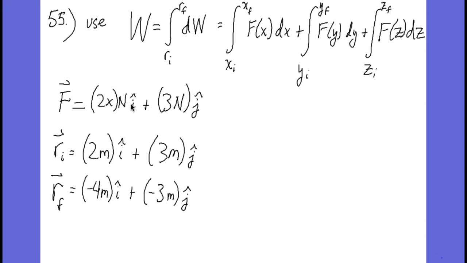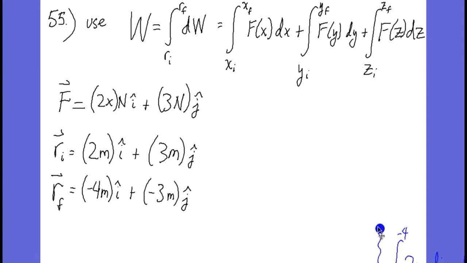So in this case, we only have forces in the x and the y, so we won't be using this term because there is no force in the z. But if there was a force in the z, we would just do it a third time. So here's my initial position, 2 in the x, 3 in the y, and from that position I move to a new position of negative 4 in the x and negative 3 in the y.